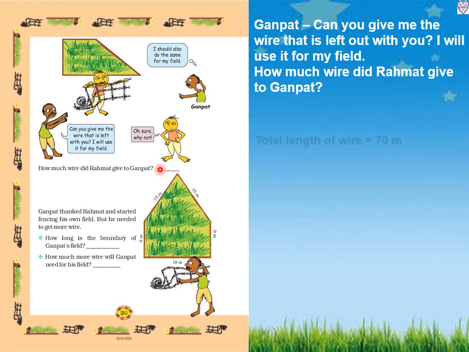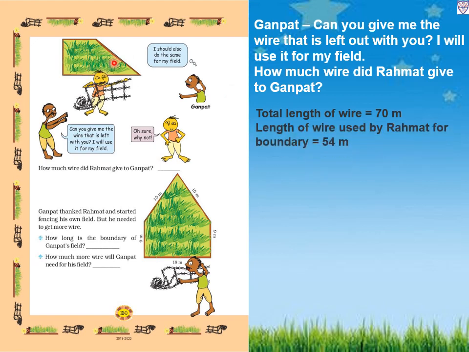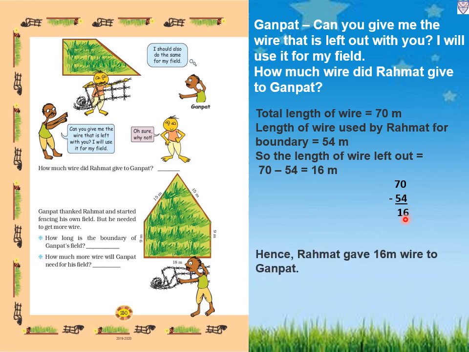The total length of wire Rahmat bought is 70 meter, and the length of wire used by Rahmat for his boundary is 54 meter. So how much will he give to Ganpat? The length of wire left is 70 minus 54, that is 16 meter. So Rahmat gave 16 meter of wire to Ganpat.